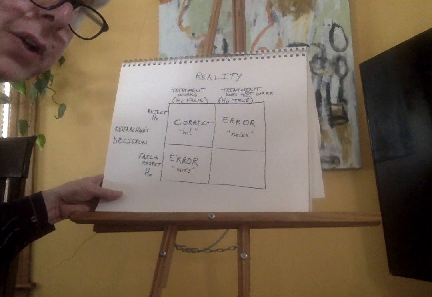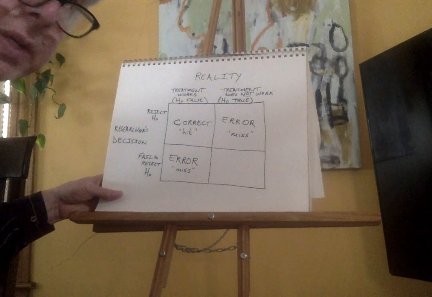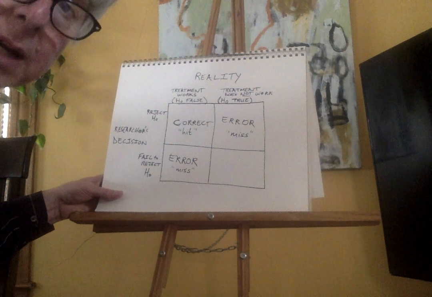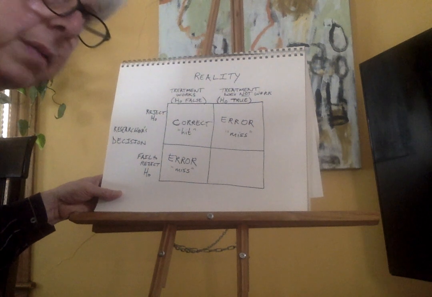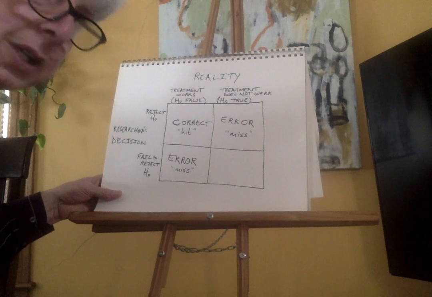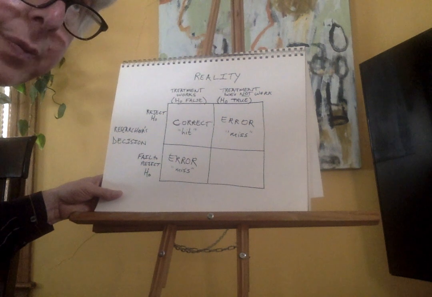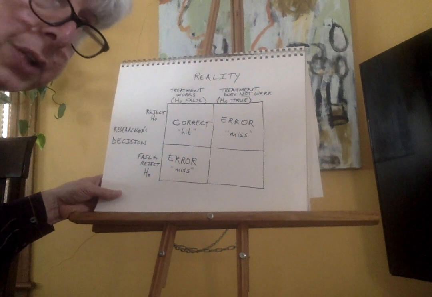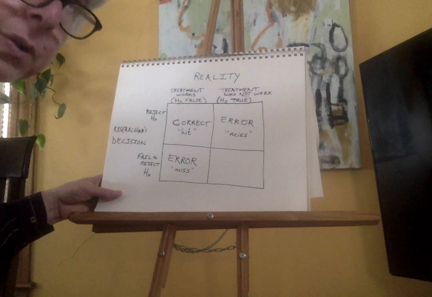Sometimes in a trial, the jury says guilty because the evidence makes it look like the person committed the crime, right? But if the jury says guilty and the person did not commit the crime, that's an error. What is the other error? If the jury says not guilty and the person committed the crime, then that's an error too.